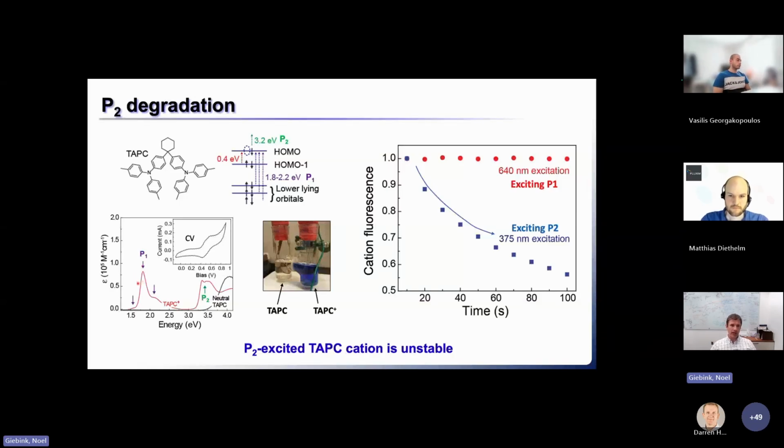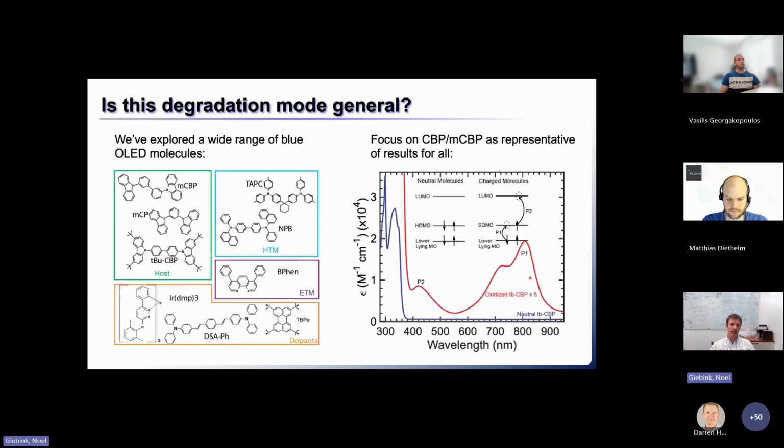And one thing we noticed early on was that if you excite that fluorescence via either the P1 transition versus the P2 transition, you see very different signatures in terms of stability. So when you excite it with P1, the fluorescence is stable over time. But as soon as you start exciting with the P2 transition, that fluorescence degrades very rapidly. And so it made us start to wonder whether this P2 transition is a pathway to instability for the charged TAPC molecule, and whether that might be more general in blue OLED materials more broadly.